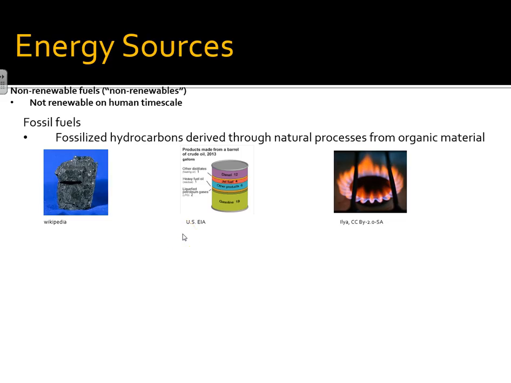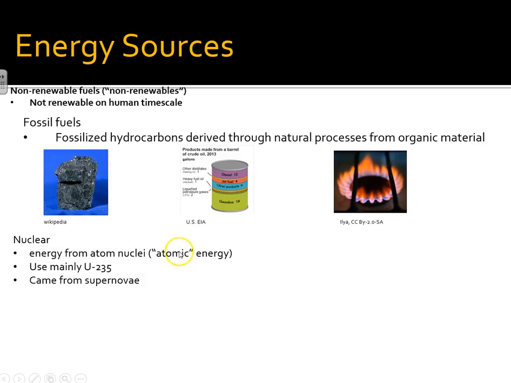Okay, so that's our fossil fuels. Remember, we're still in the non-renewable category here. So what about nuclear? Nuclear is non-renewable. The question is, where does nuclear come from? Is it a similar process? Well, as it turns out, nuclear actually comes from supernovas, so basically stars, so it's extraterrestrial.